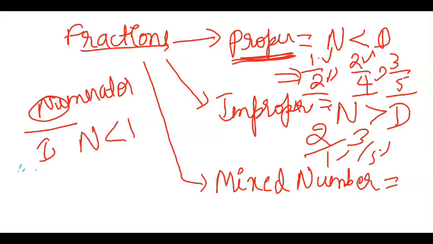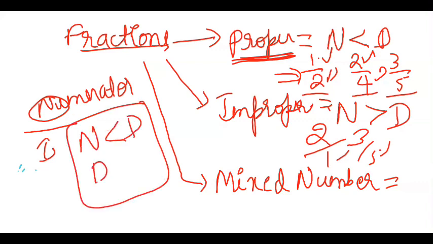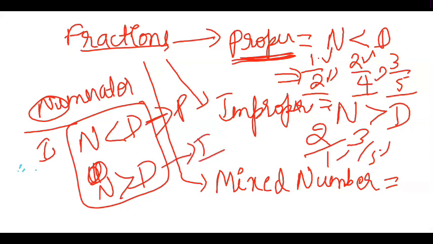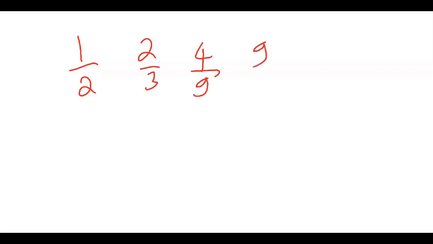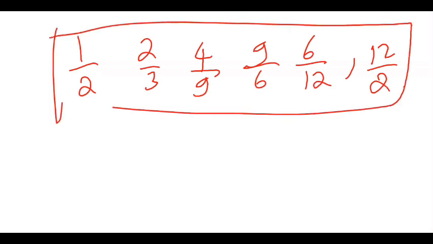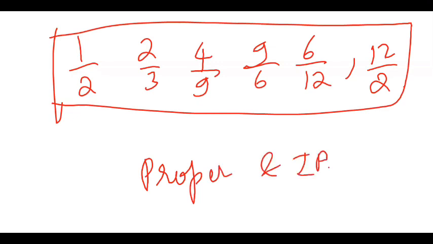Numerator is less than denominator. And numerator is greater than denominator. In the proper fraction, numerator is less than denominator. In the improper fraction, numerator is greater than denominator. That's all, okay? I'll give you some examples, Aisha. 1 over 2, 2 over 3, 4 over 9, 9 over 6, 6 over 12, 12 over 2. Now, Aisha, please tell me what are the proper fractions here and improper fractions here? Proper and improper. Come on, Aisha.